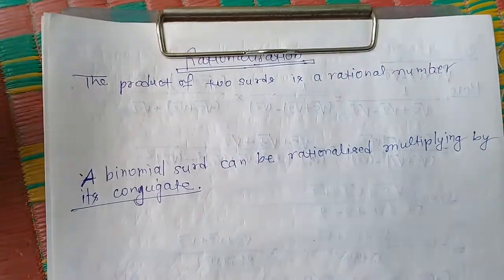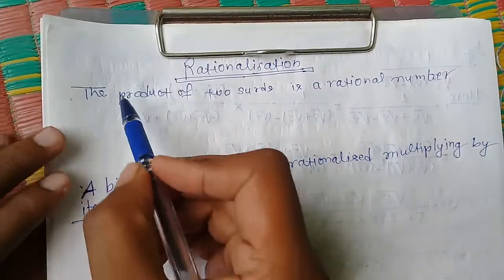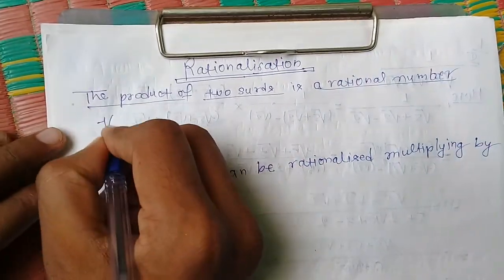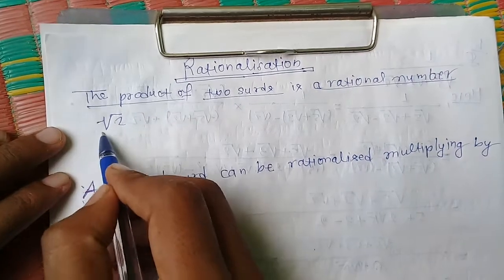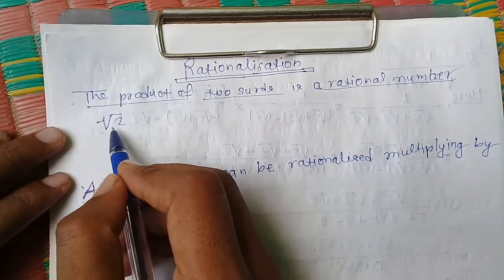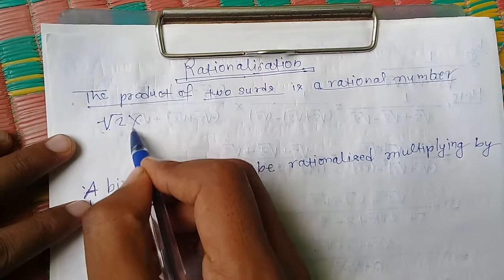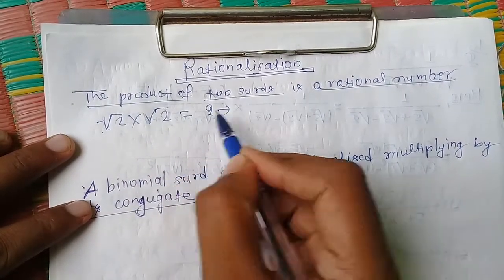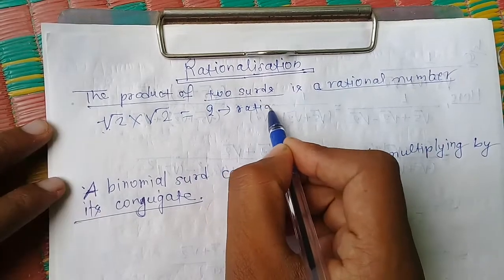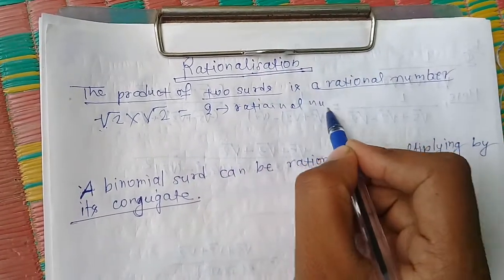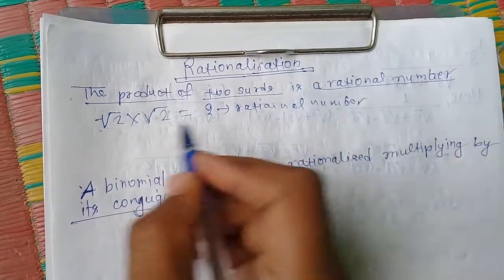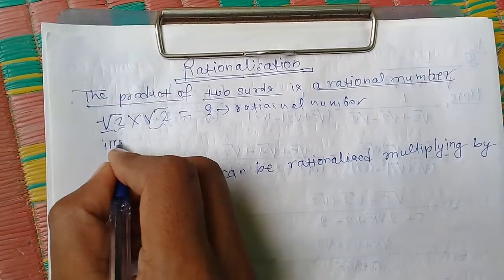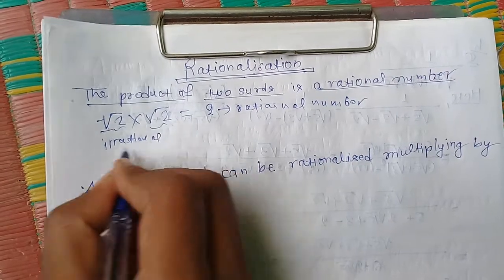Now rationalization: the product of two surds can be a rational number. Here root 2 is an irrational number. If we multiply root 2 by root 2 again, this will be 2, and 2 is a rational number. But root 2 separately is an irrational number.